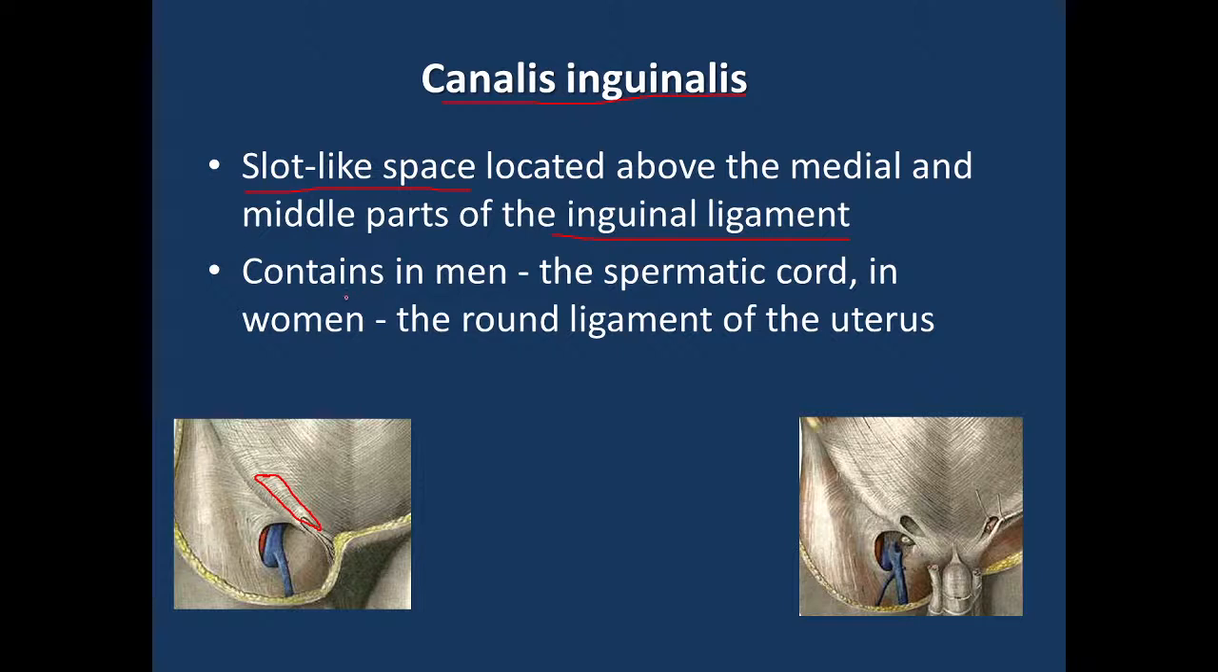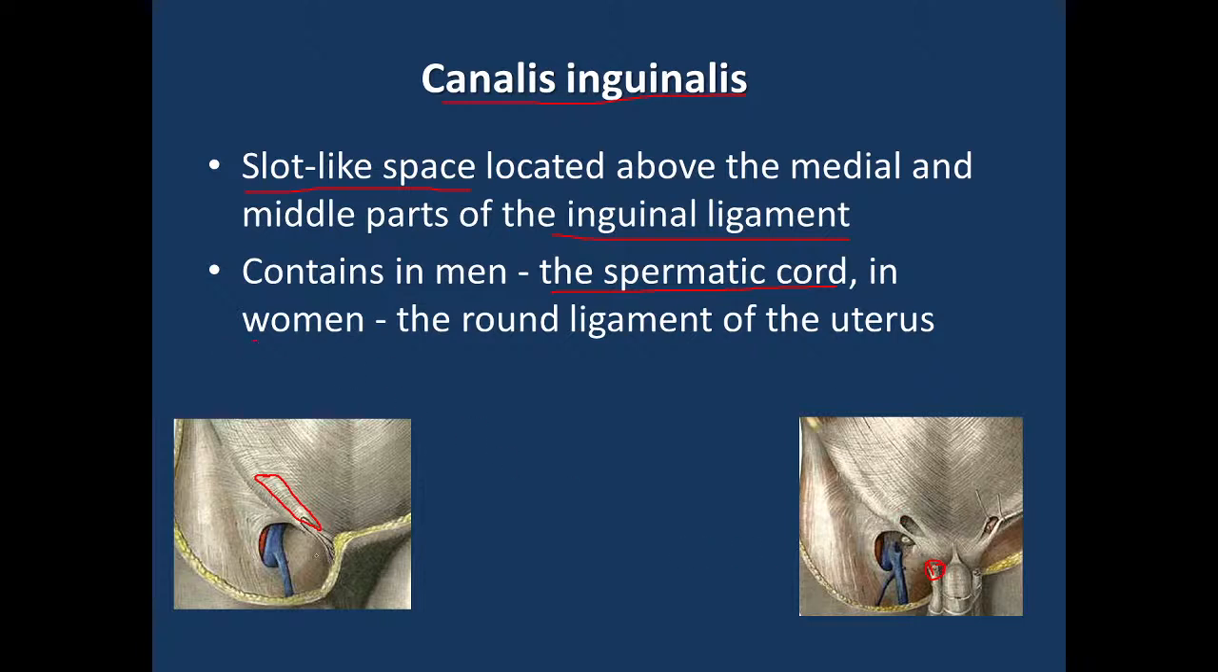Inguinal canal contains in man the spermatic cord. This is the spermatic cord, which provides connection between testis and prostate, and that is the way where spermatocytes, or sperm, come to the prostate.